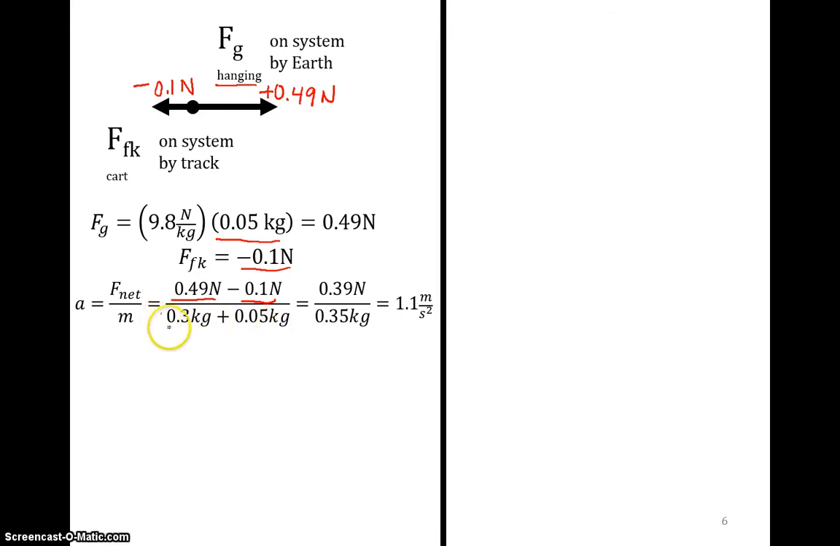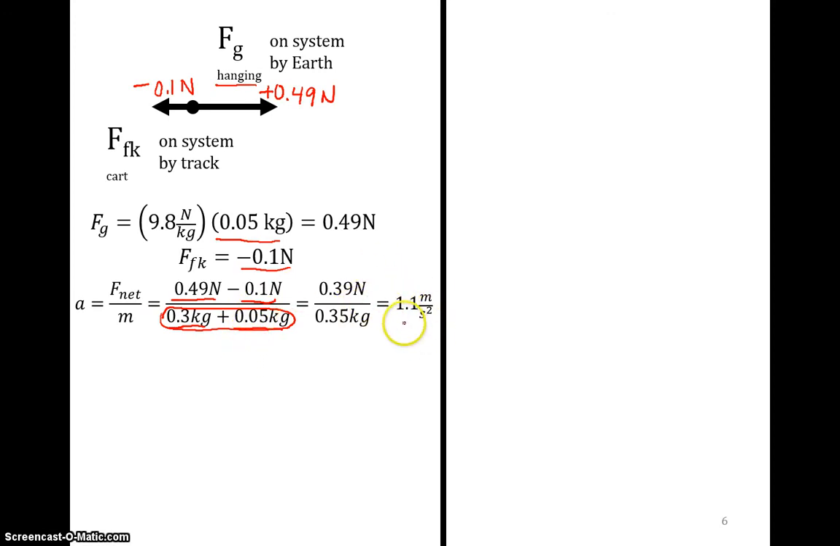And this is, I don't say it's the most important, but this is the thing that students forget the most easily. This whole system is accelerating, both the cart and the hanging mass. So we need to do the mass of the cart, 0.3 kilograms, plus the hanging mass, which is 0.05 kilograms. I compute this and get 1.1.